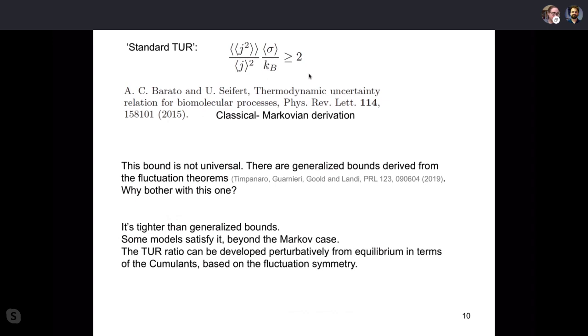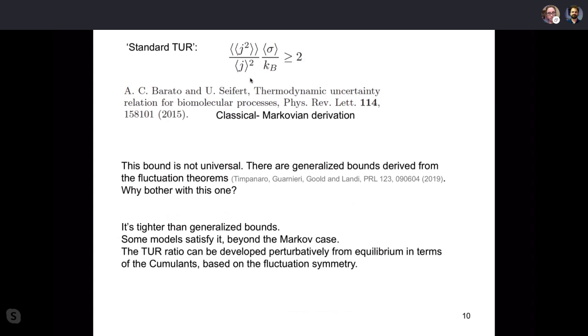But some models do satisfy it beyond the Markov case, and that's intriguing, and we would like to understand the class of models that do satisfy it. What I will show you in the next few slides is that this left-hand side, which we refer to as the TUR ratio, in fact, overall, the inequality, we can develop it perturbatively from equilibrium based on the exchange fluctuation relation. So we can understand more what the specific or standard TUR means based on the fluctuation relation.